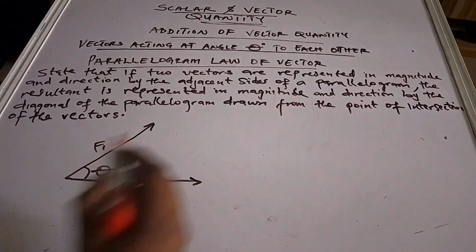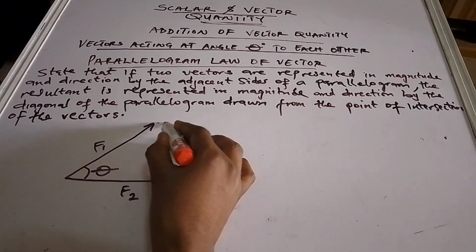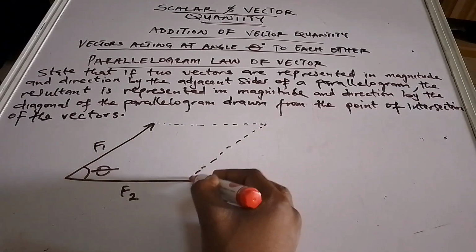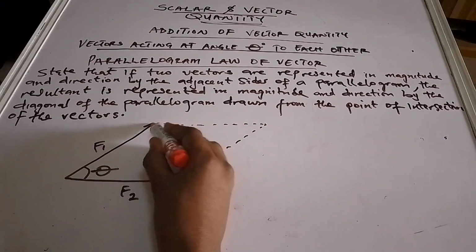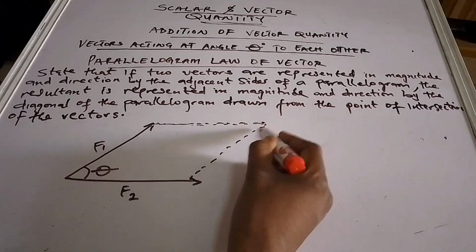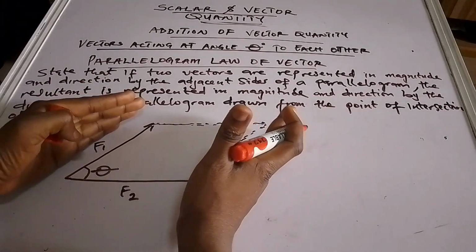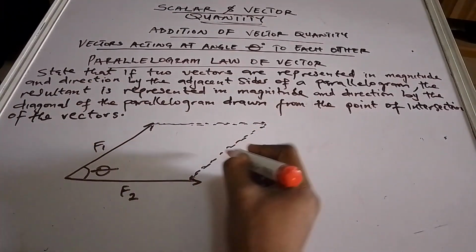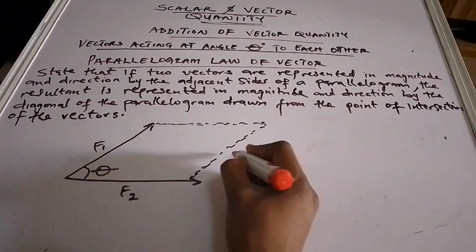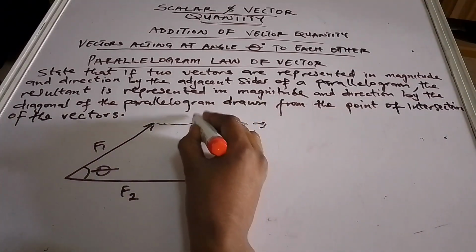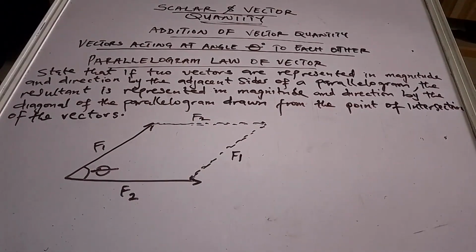We make it a parallelogram by completing this shape. So I want to make it a parallelogram like this. By doing this, I have made it a parallelogram. So these two sides are parallel, and these two sides are parallel. If this one is parallel to this one, then this side is also F1. If this side is parallel to this one, it's also F2. So I made it a parallelogram now.